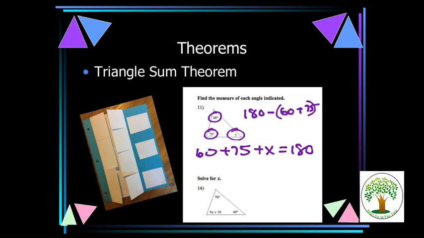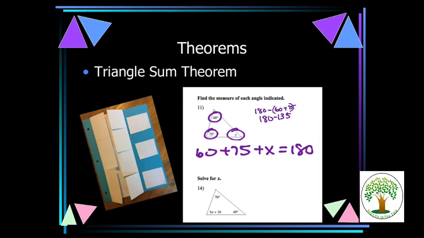Anybody want to tell me what 60 and 75 are when they add together? Just the 60 plus the 75. 155? 135? Which is it, 135 or 155? 60 plus 75? 135. Okay. So 180 minus 135.